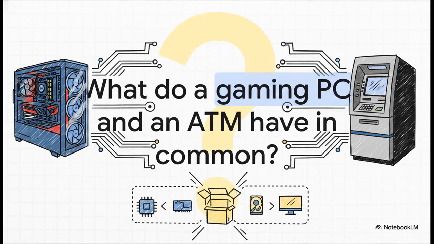Okay, let's kick things off with a quick question. What do a massive, tricked-out gaming PC and that ATM down the street actually have in common? I mean, on the outside, they look completely different, right? But the fascinating truth is that beneath those wildly different exteriors, all computing relies on the exact same foundational architecture. They both completely depend on 5 basic, fundamental components to function. Today, we're opening up that black box to see exactly what's inside.